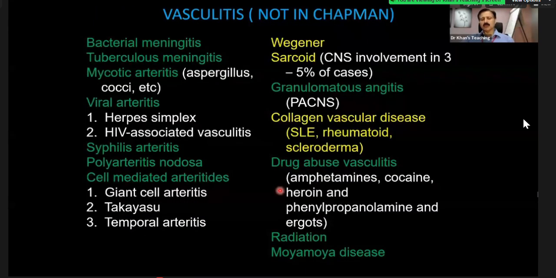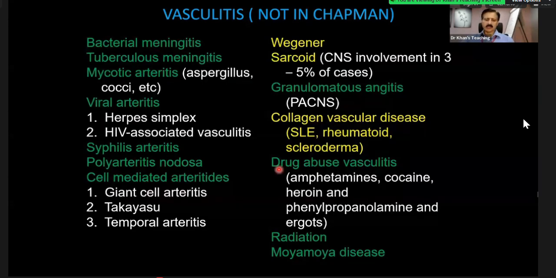This is not in your Chapman, this differential diagnosis, vasculitis. So I just wanted to highlight this, that vasculitis can be of various types: bacterial, TB, mycotic, all of these things. But some of these you have to remember. Collagen vascular disease, you have to remember.